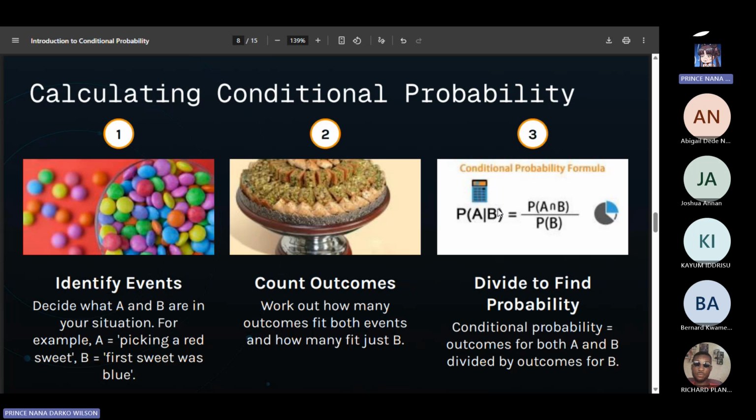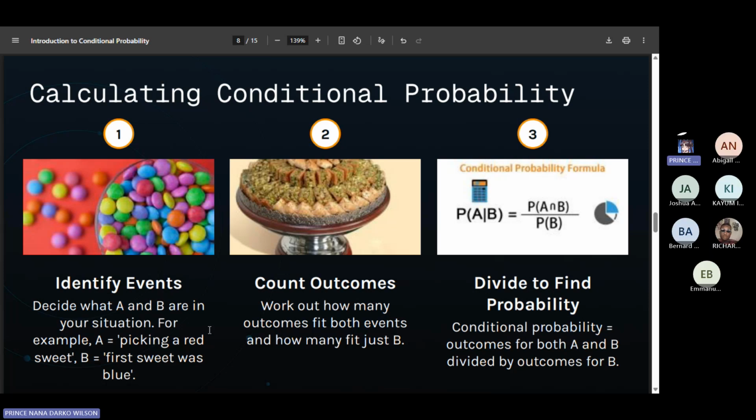Calculating conditional probabilities. We also looked at this the last time we met. It says that decide what A and B are in your situation. So for example, picking a red sweet first, or B first sweet was blue.